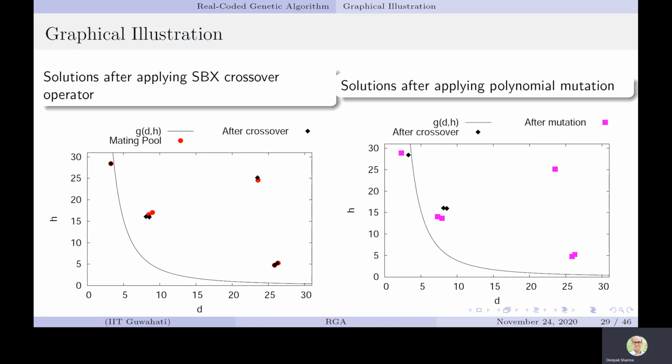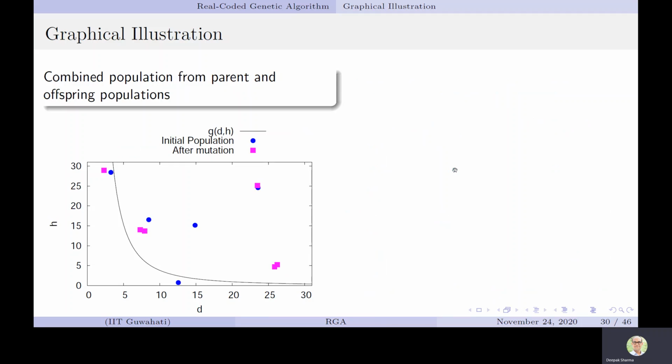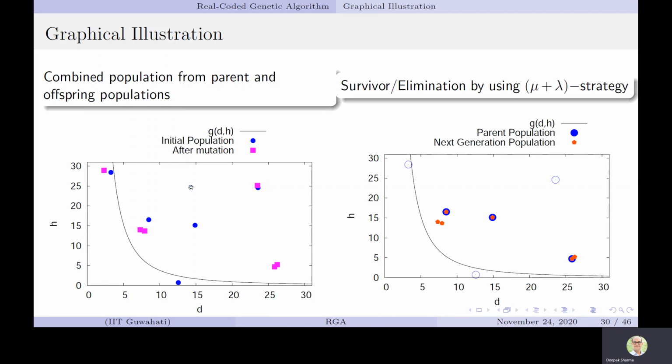Thereafter, we perform the mutation. The magenta or pink colored points are the solutions which we generated after mutation. And then we have to combine. So these are the combined solutions: the initial population, meaning the parent population, as well as the offspring population, are shown here. Then we are going to select the best solutions. As we can understand, these red dots on the right hand side are the solutions which we selected.